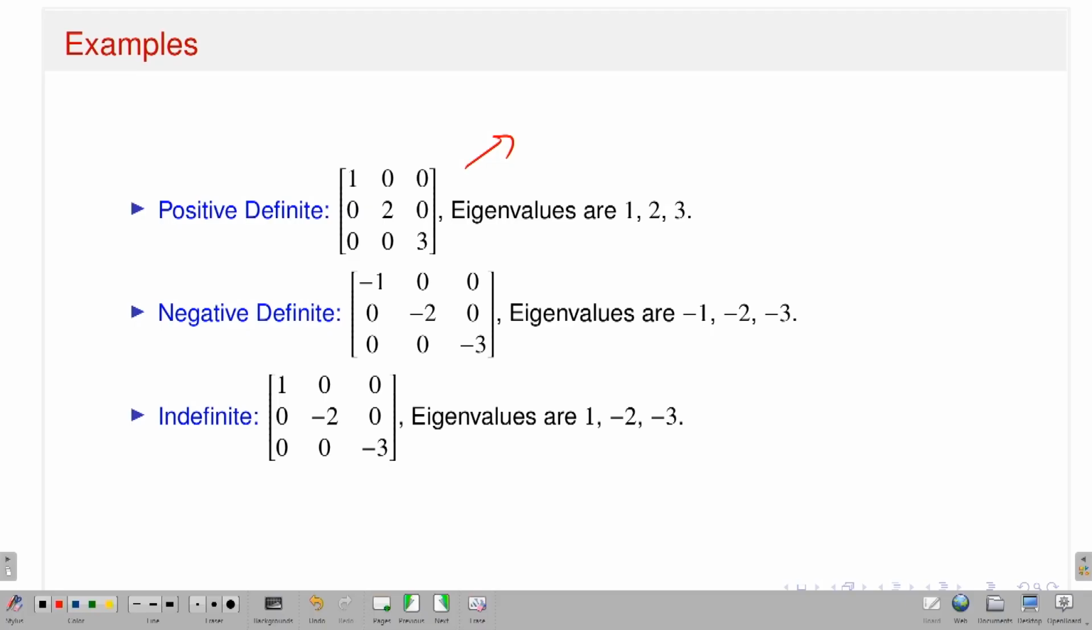Negative definite, again I am talking about a diagonal matrix, the diagonal elements are the eigenvalues, it is symmetric and all the eigenvalues are -1, -2, -3, these are all strictly negative. So, therefore, it is negative definite.